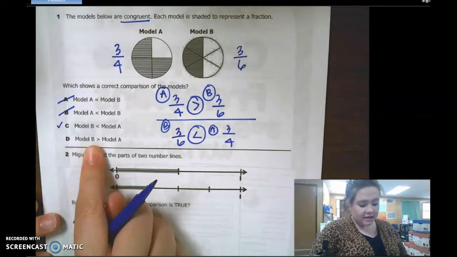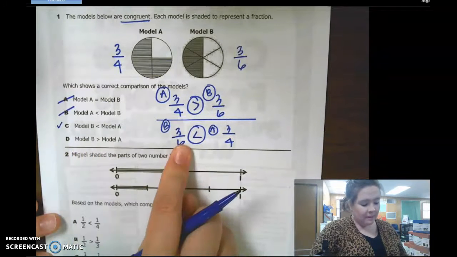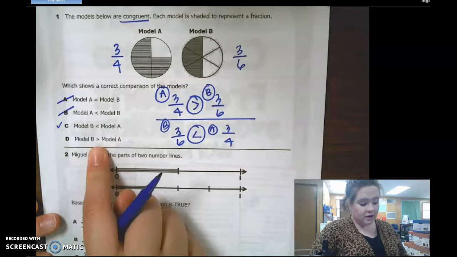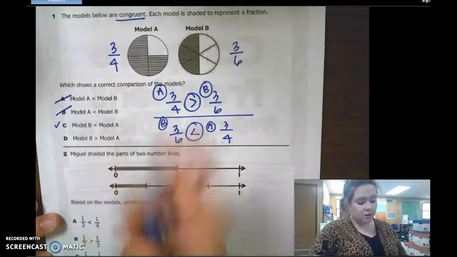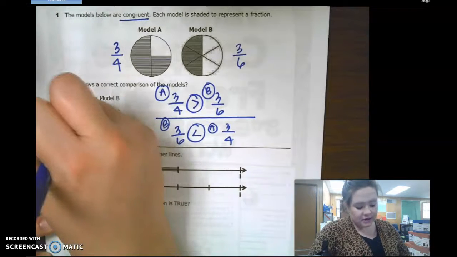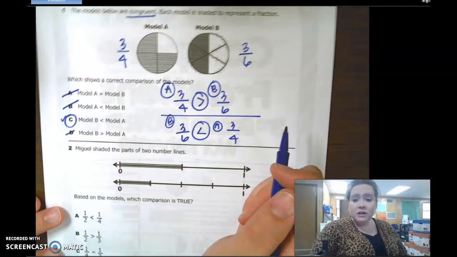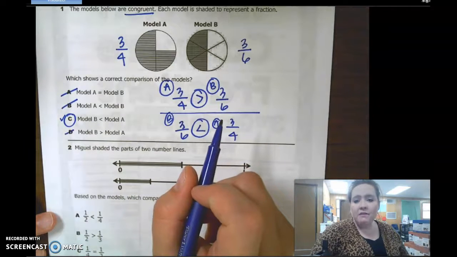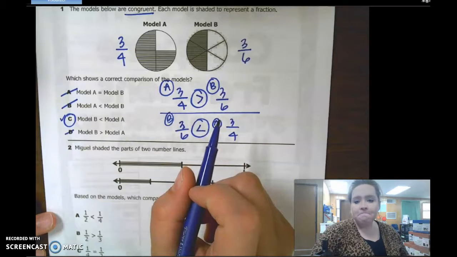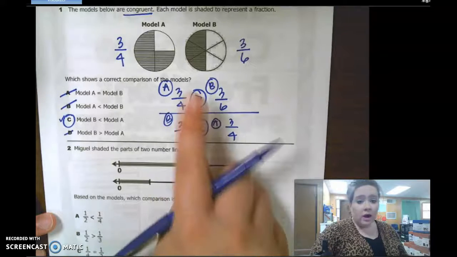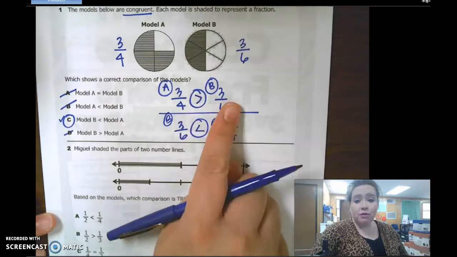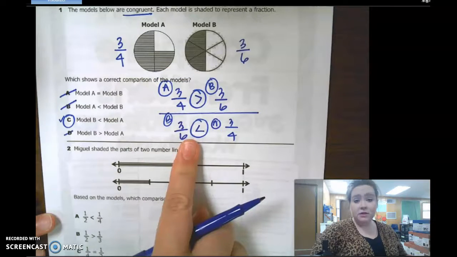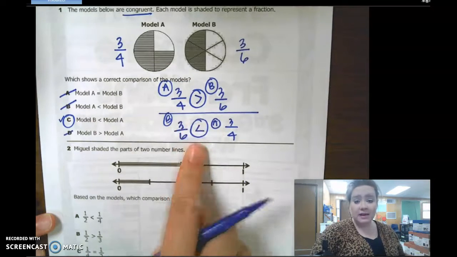Model B is greater than model A. We know that model A is greater than model B. So that is incorrect, I'm sorry. So the correct answer is letter C. And so it's really, really important that we know how to compare these fractions in both directions, using model A first and model B first, okay? Using our greater than and our less than symbol.